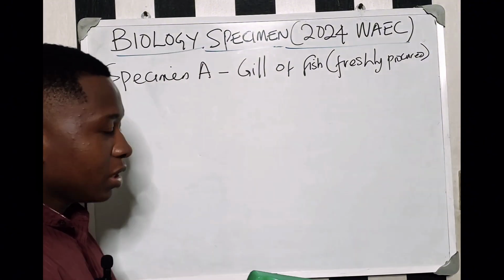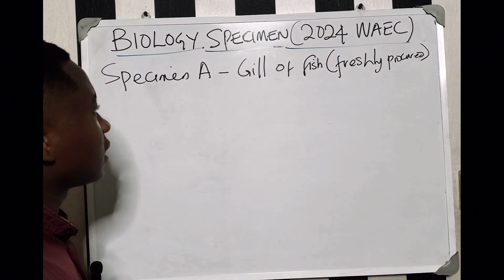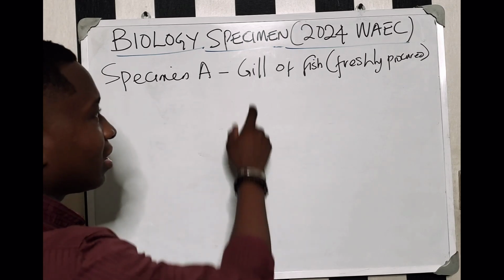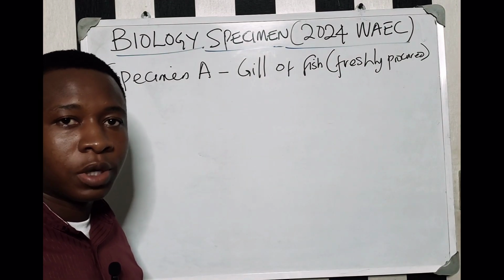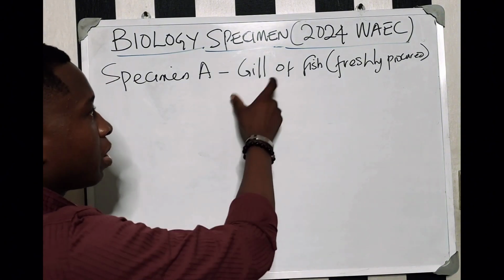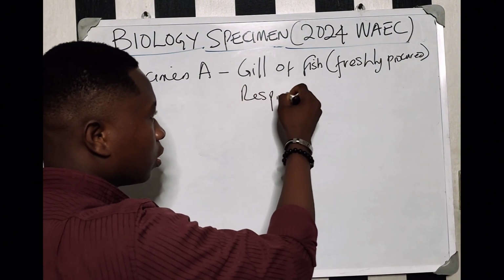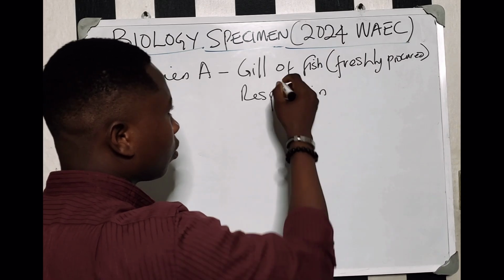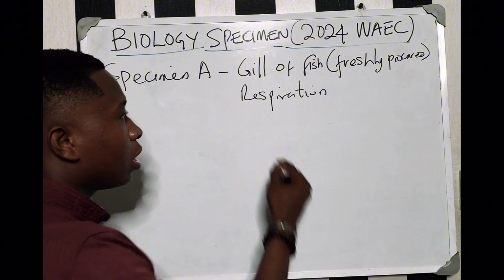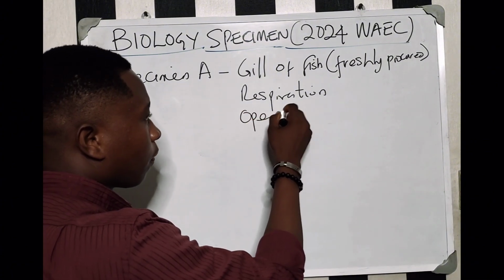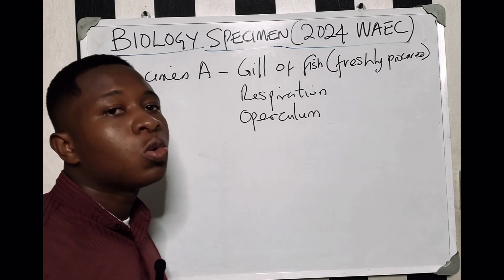Okay, so now let's look at the possible questions that can come out from this particular specimen. Number one, we should know that the gill is a respiratory organ in aquatic animals. Most aquatic animals make use of the gills for respiration. Now the gill is covered with a structure known as the operculum. The operculum covers the gills, in case you are asked.